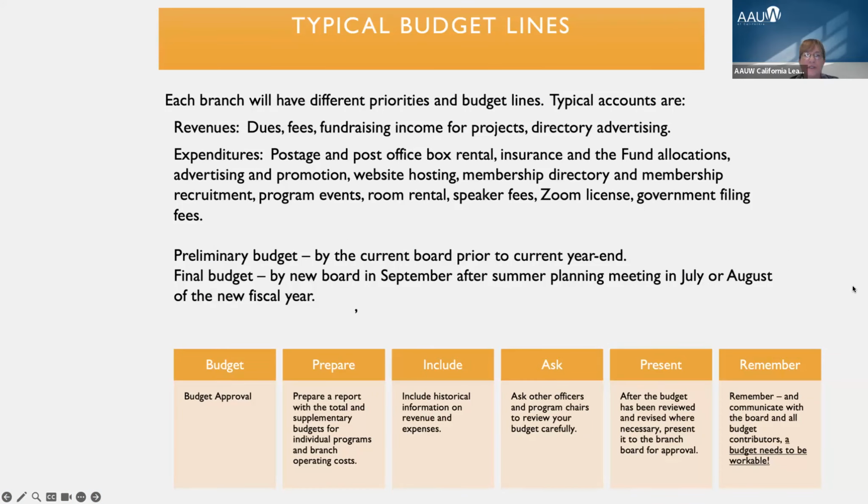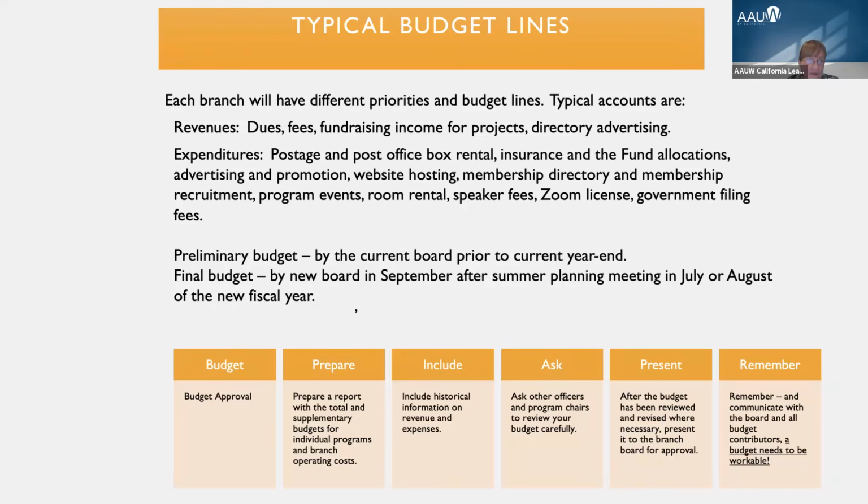These are some standard budget lines. Remember, the goal of all this is to get the budget approval. Everybody understands what has been proposed, what the assumptions are, and then it gets approved. So you prepare a report with the total and supplementary budgets for individual programs separate from the branch operating costs. Include that historical information. Estimate what you think it's going to be for this year and the prior year.